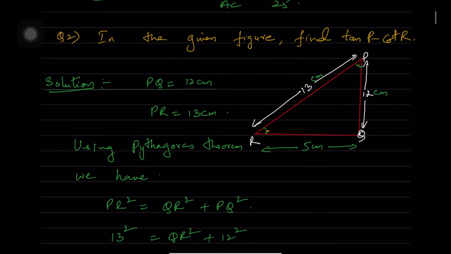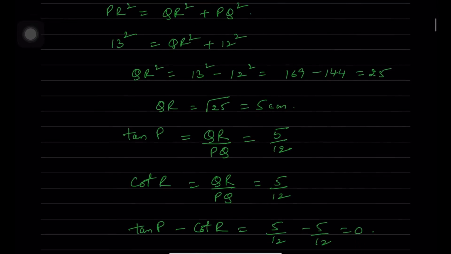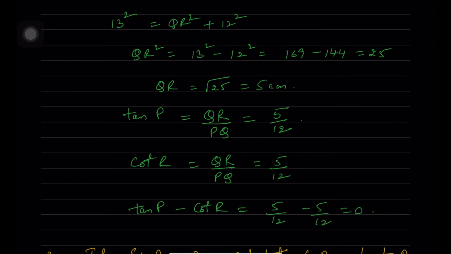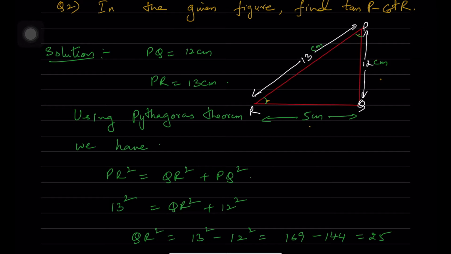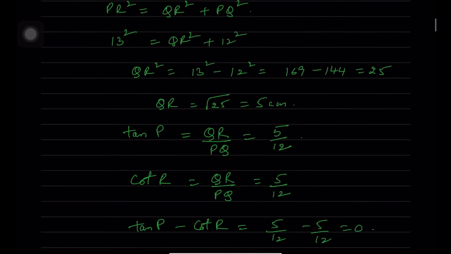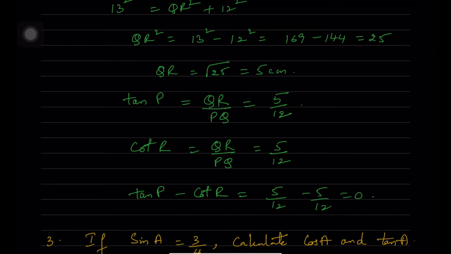Now what is tan P? Tan P is nothing but opposite by adjacent, so it becomes 5 by 12. Now what is cot R? Cot R is adjacent by opposite, the reverse of tan, so we have QR by PQ, again 5 by 12. Therefore tan P minus cot R is equal to 5 by 12 minus 5 by 12, which is equal to 0.